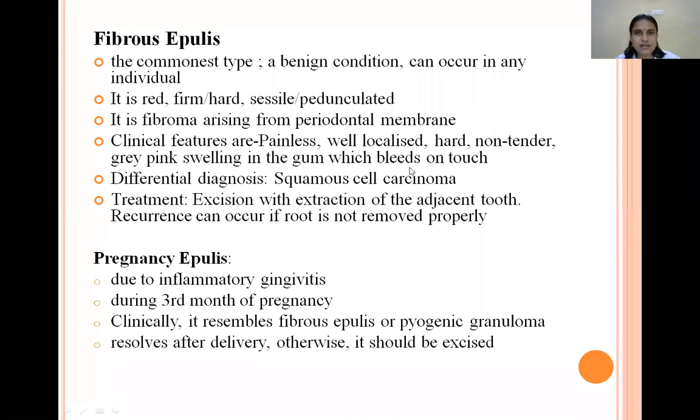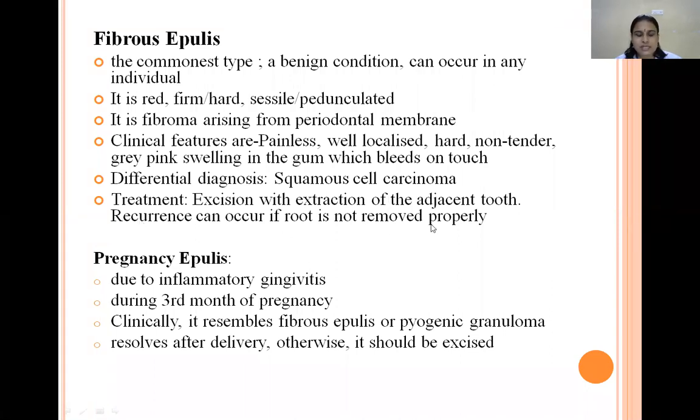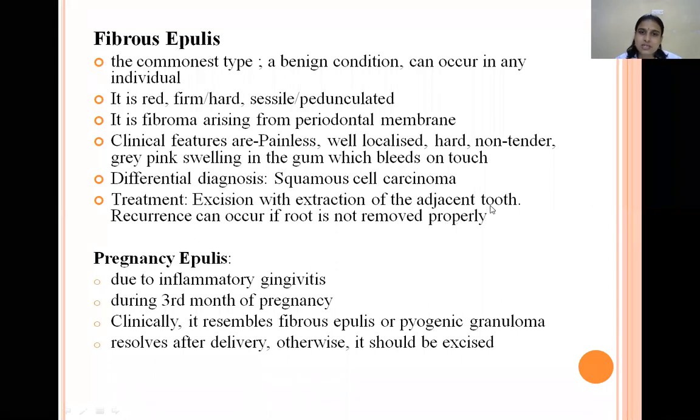So bleeding on touch. A second differential diagnosis you should have in mind is squamous cell carcinoma on the gingiva. So it's also hard. So squamous cell carcinoma is a differential diagnosis. Treatment is excision with the extraction of the adjacent tooth. So the adjacent tooth also has to be excised so as to remove the entire periodontal membrane that may be involved. Recurrence can occur if it is not properly removed. When the periodontal membrane is not peeled off properly along with the tooth, there are chances of recurrence when it is left behind.